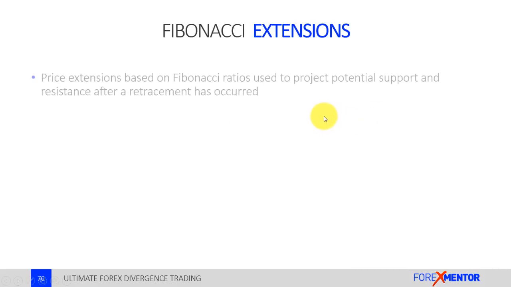Fibonacci extensions are price extensions based on Fibonacci ratios used to project potential support and resistance after a retracement has occurred. All right, so we just looked at retracements. Now we're talking about extensions. For this methodology, we're going to use what are called extensions. We're also going to use expansions or projections. So I need to explain the difference between the two.